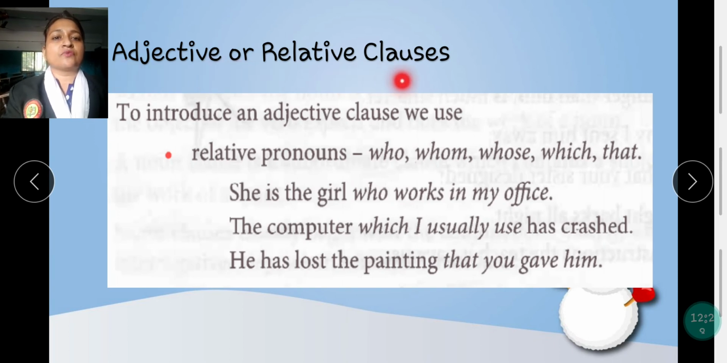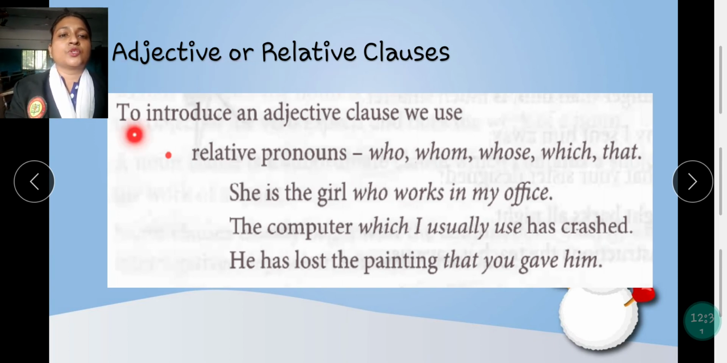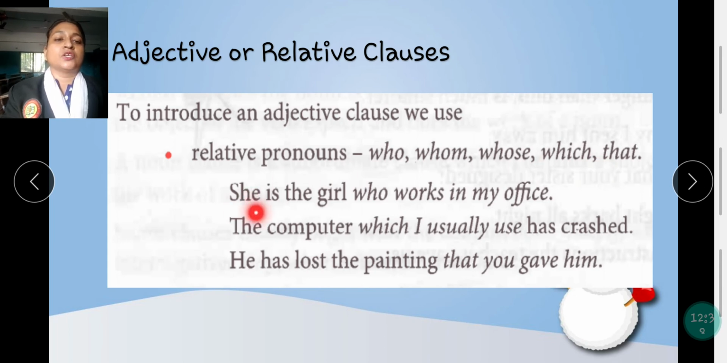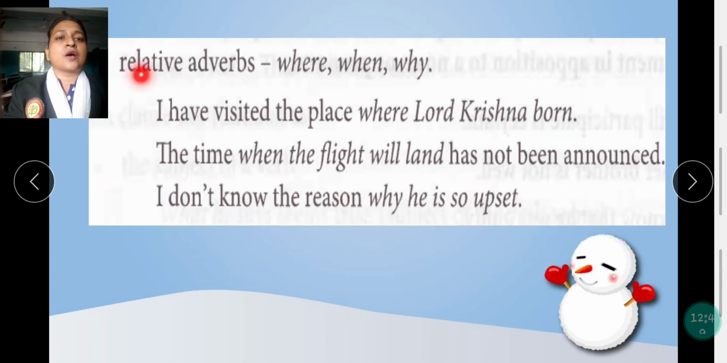Adjective or relative clauses. To introduce an adjective clause, we use relative pronouns like who, whom, whose, which, that. She is the girl who works in my office. So, who works in my office here is the relative clause, or you can say it as adjective clause. Now relative adverbs are where, when and why. I have visited the place where Lord Krishna was born. Now where Lord Krishna was born is the relative adverb.